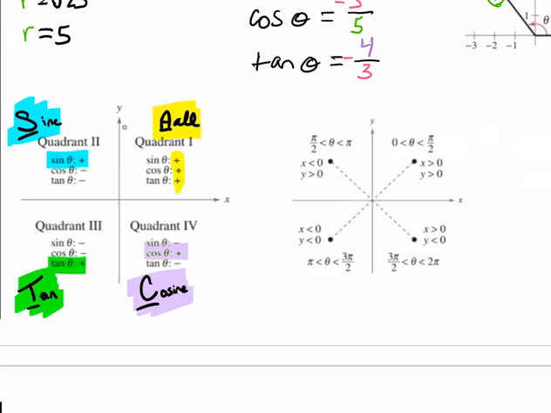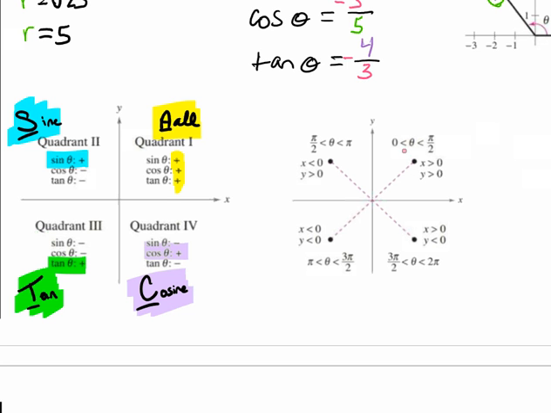So in the first quadrant, all of our functions are positive. In the second quadrant, only the sine and cosecant are positive. In our third quadrant, our tangent and cotangent are positive. And in our fourth quadrant, cosine and secant are positive.